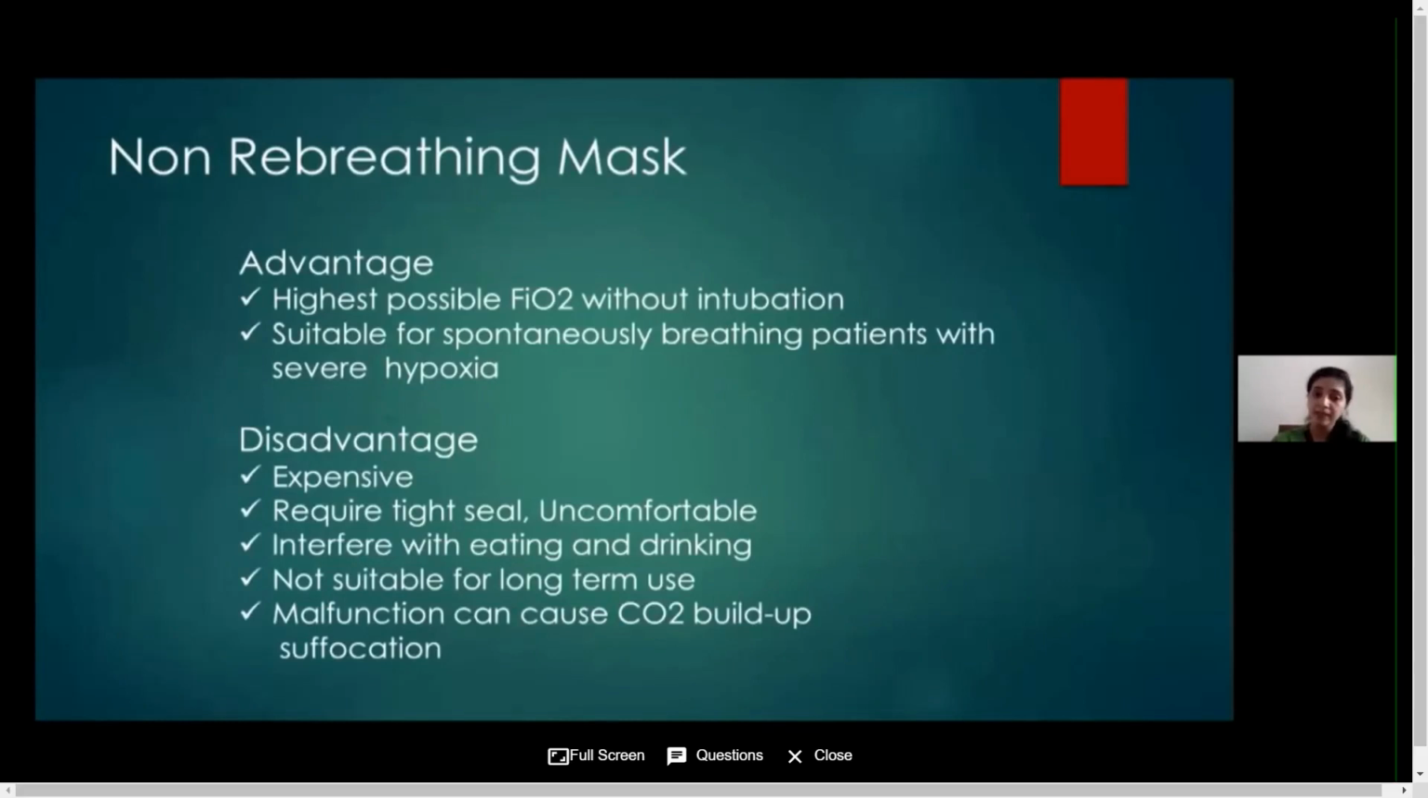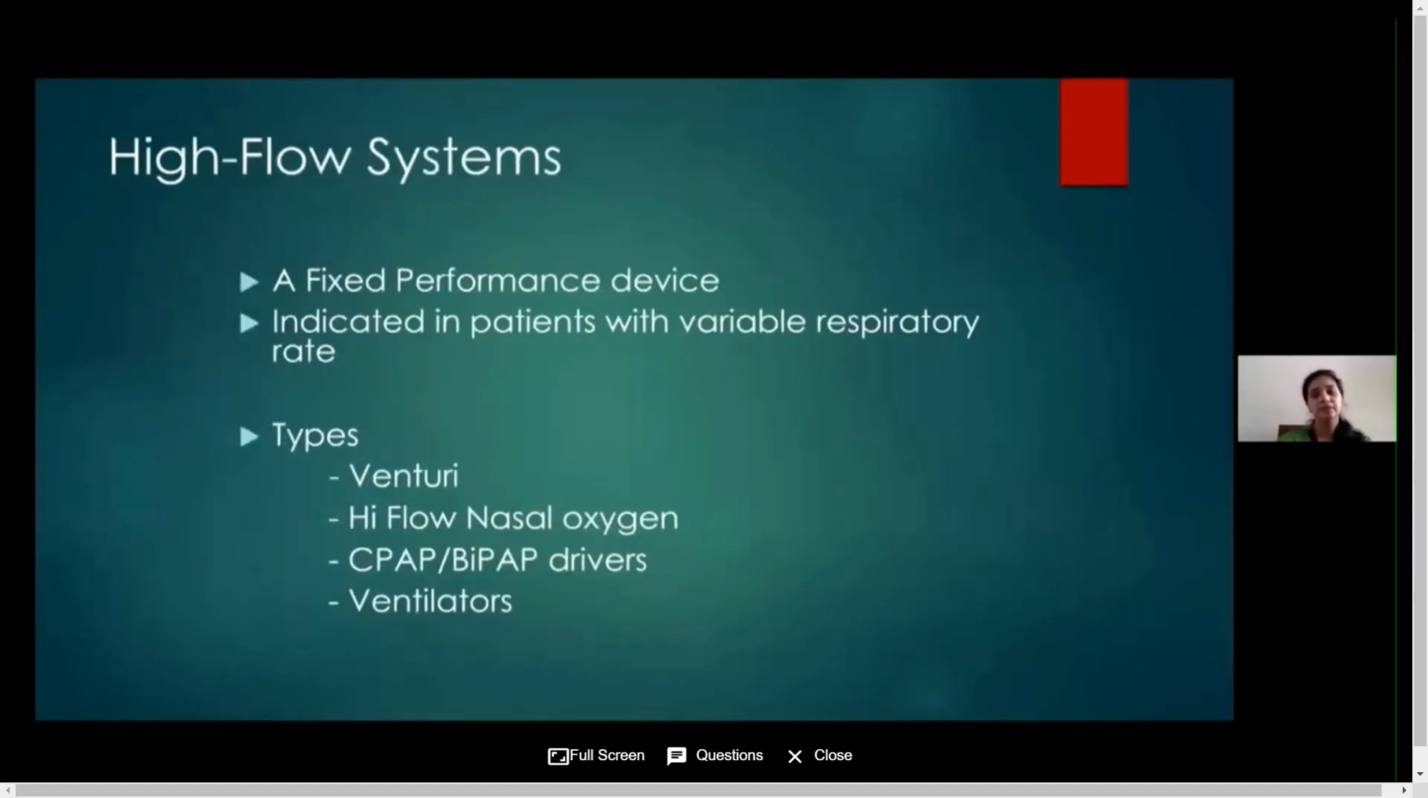But it can be expensive and it can be uncomfortable for the patient, and interferes with eating and drinking. And it's not suitable for long-term use because if the patient is severely hypoxemic and severely compromised, the patient can easily get exhausted because it does not support the breathing efforts of the patient. And also any malfunction will cause a carbon dioxide buildup, resulting in suffocation.